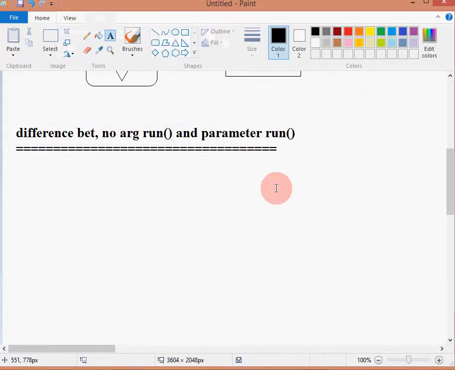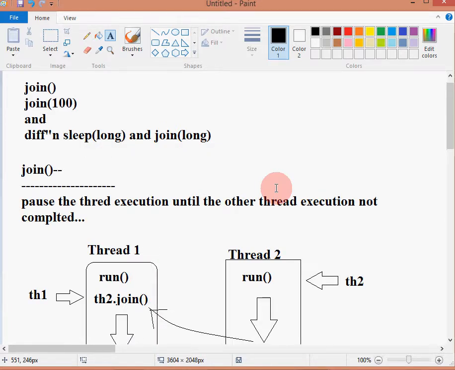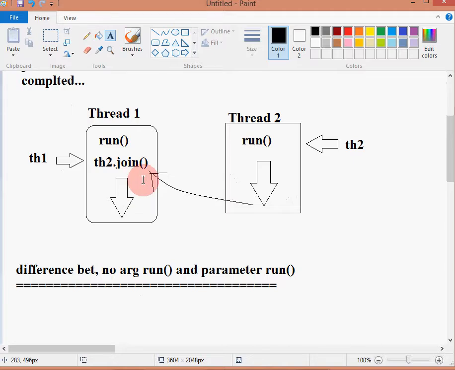If you write no argument, then until thread 2 is completed, it doesn't allow thread 1 to execute. But if you pass some time as a parameter, then it waits for a certain time. After that, it comes back to thread one, even if thread two has not completed.